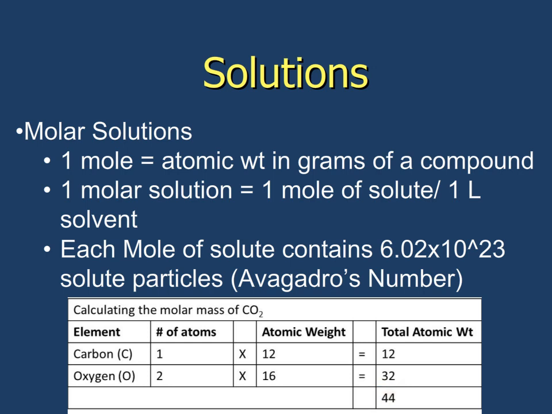Now, a molar solution, on the other hand, is 1 mole of the solute divided by 1 liter of solvent. Now, it's important to point out that each mole of a solute contains a precise number of particles. That is, it contains 6.02 times 10 to the 23rd solute particles, and we call this number Avogadro's number. Now, we're not going to talk much about molarity or Avogadro's number in this course, but if you go on to take pharmacology and chemistry, you'll certainly see these concepts again.